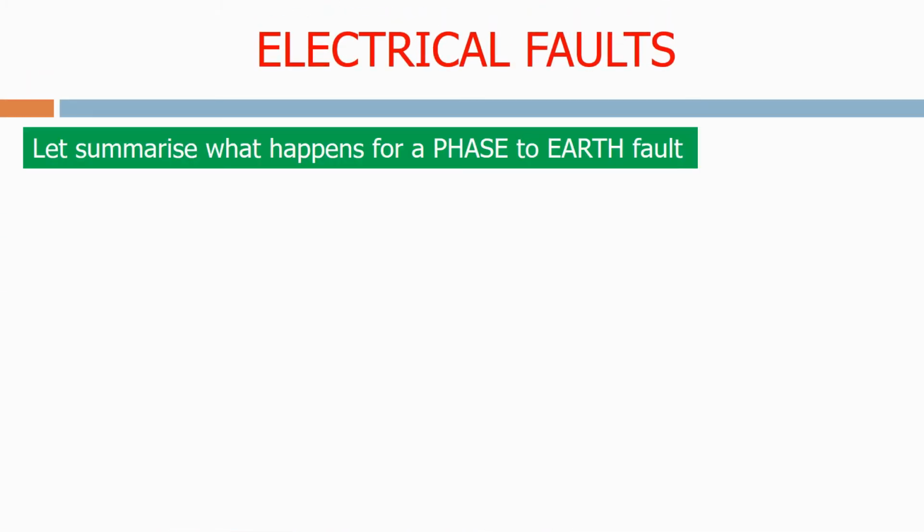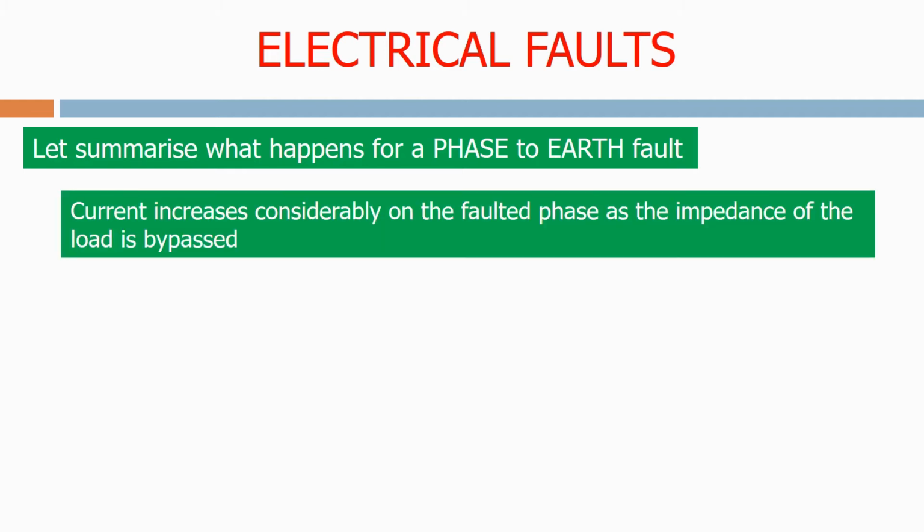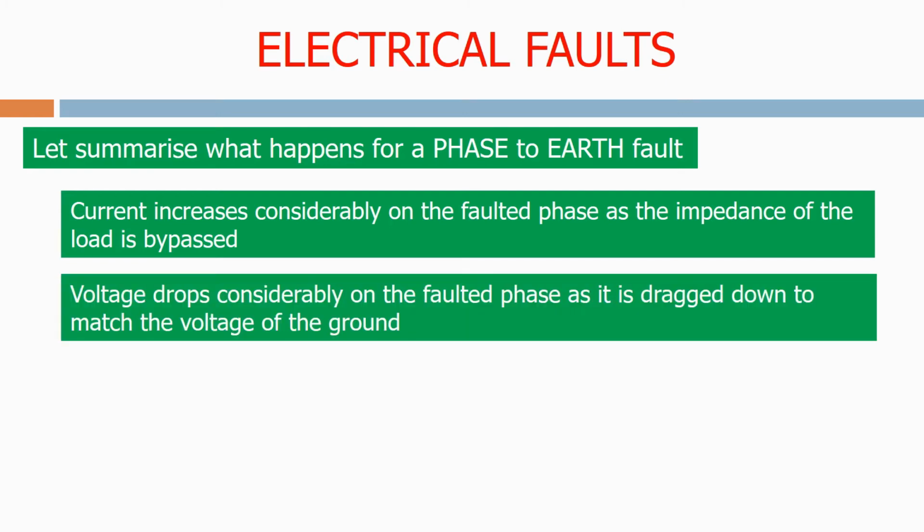Let's summarize what happens for a phase-to-earth fault. Current increases considerably on the faulted phase, as the impedance of the load is bypassed. The voltage drops considerably on the faulted phase, as it is dragged down to match the voltage of the ground.